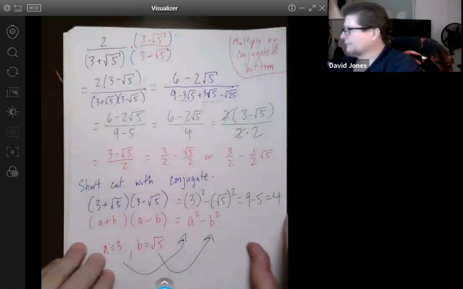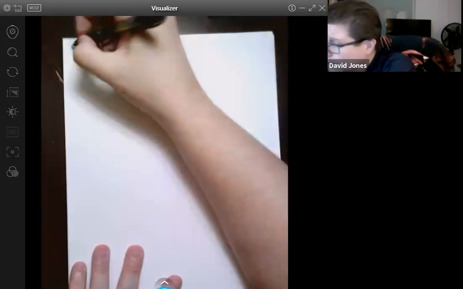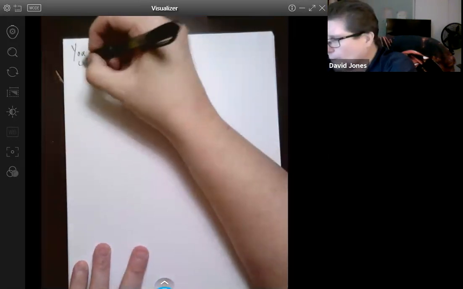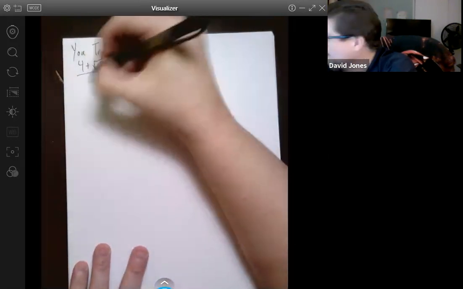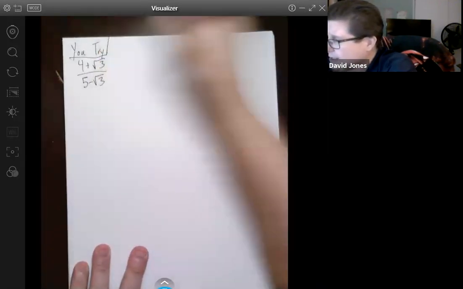All right, one example for you to do, then I'll help you through it, but I want you to try to do it on your own. This is going to combine all sorts of things. You try. 4 plus the square root of 3 over 5 minus the square root of 3. Simplify.